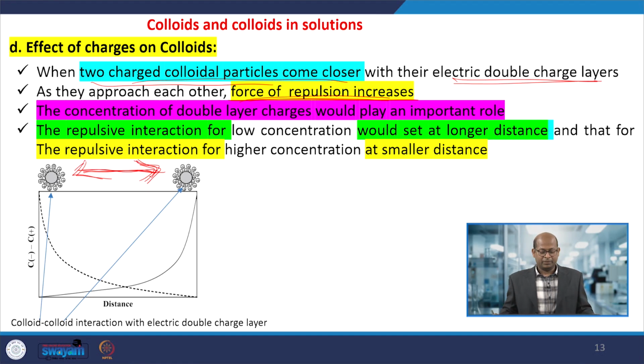The repulsive force depends on low and high concentrations. If the repulsive interaction is for low concentrations, it would act at a longer distance, and if the repulsive interaction is for high concentrations, then at a smaller distance.